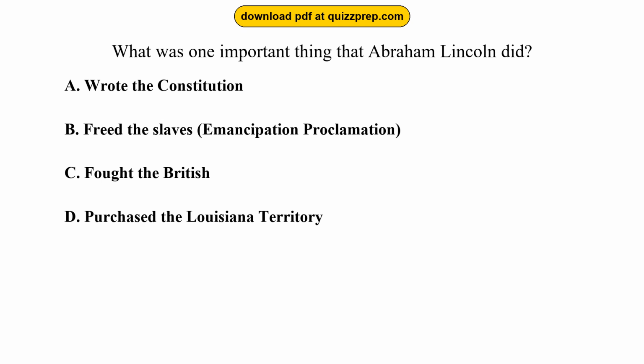Question 26. What was one important thing that Abraham Lincoln did? Option A, wrote the Constitution.